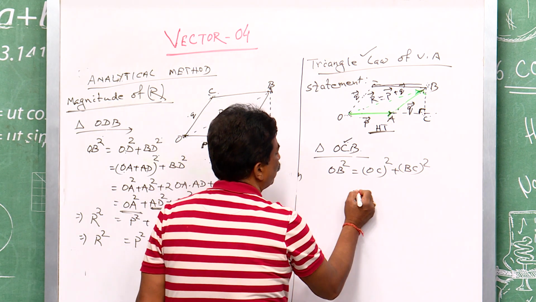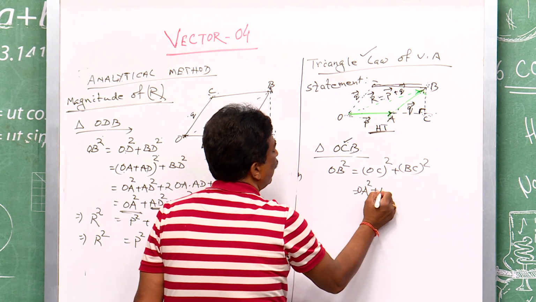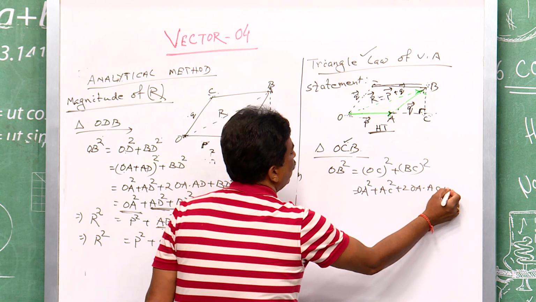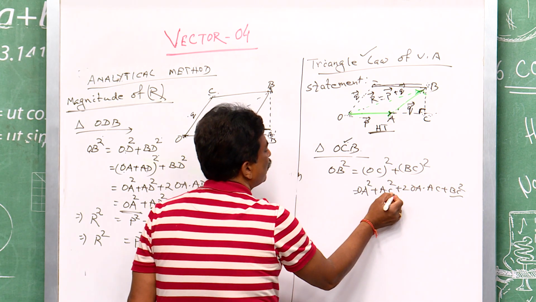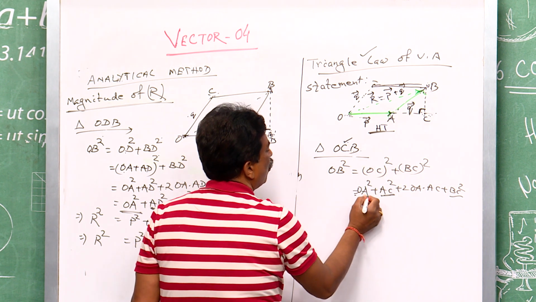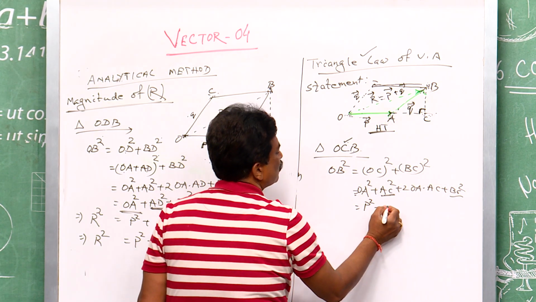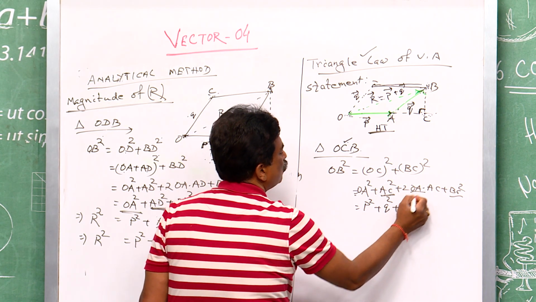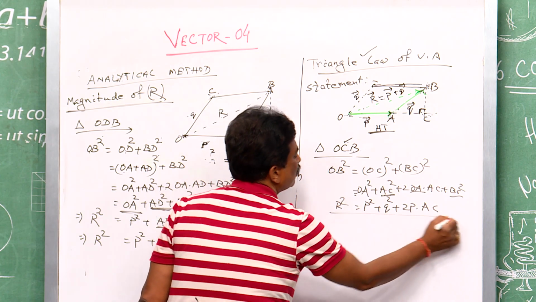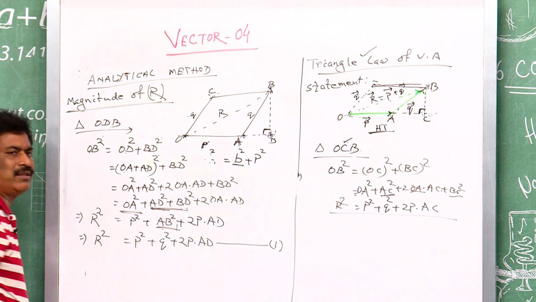Similarly, here also if we proceed, OC square is equal to OA plus AC. So OA square plus AC square plus 2OA into AC plus BC square. This BC square will be taken here. You see, AC square plus BC square is equal to AB square. OA square is equal to P square. AC square plus BC square is equal to AB square, that is equal to Q square plus 2OA is equal to P. Then that will remain here, the AC. So R square is equal to that much. Here also we have taken equation 1.